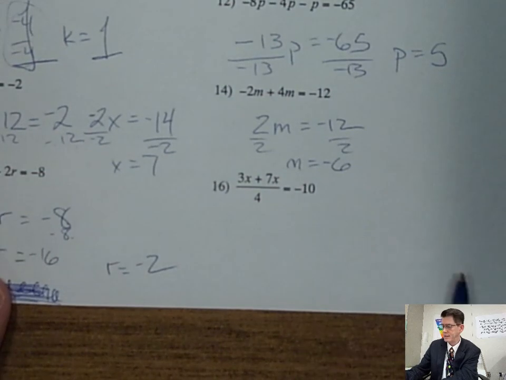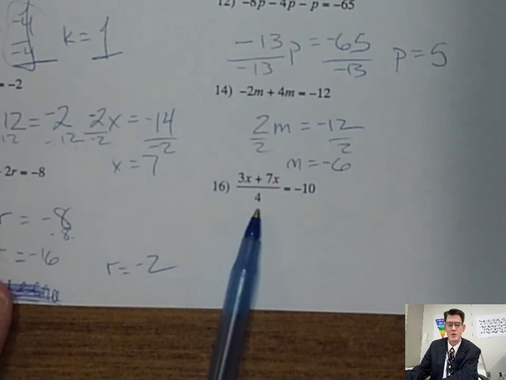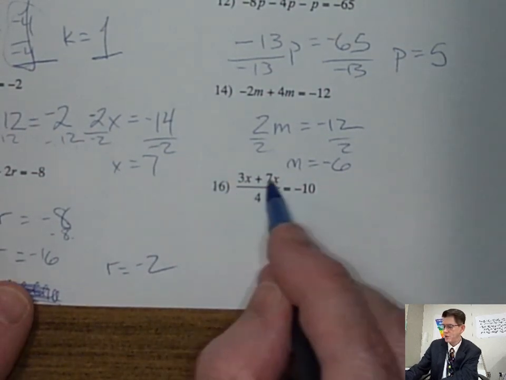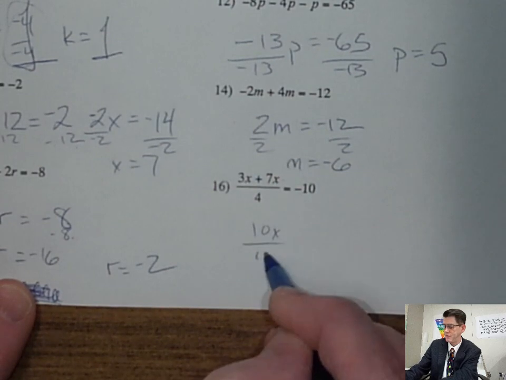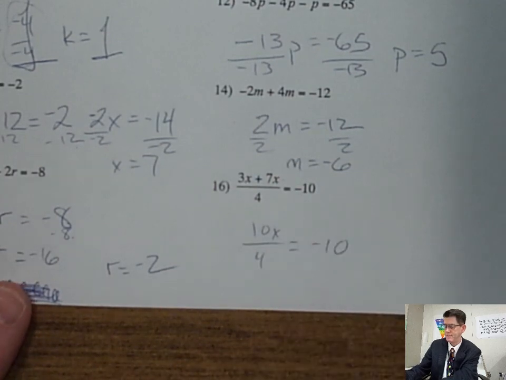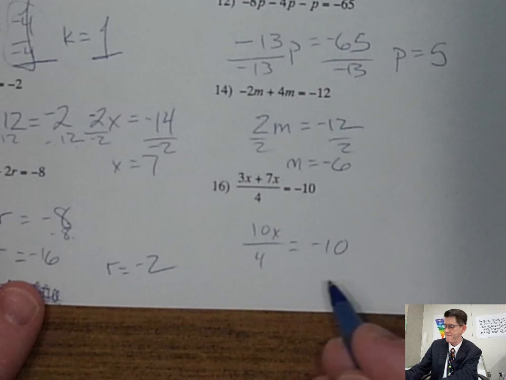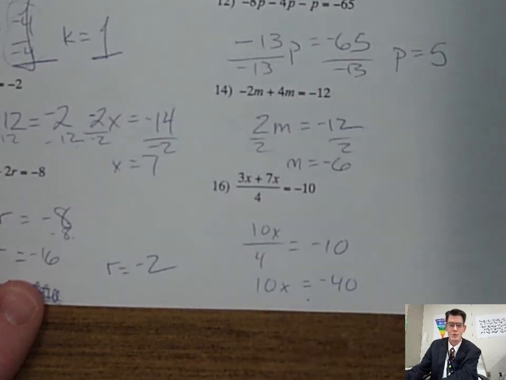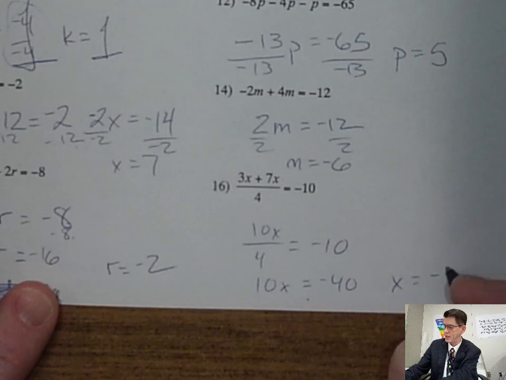And finally, let's see if I can get this done before 13 minutes. We're at 12:40. So 3 plus 7 is 10x's over 4 is negative 10. Multiply both sides by 4. So 10x is negative 40. 10 times what is negative 40? Well, x is negative 4.